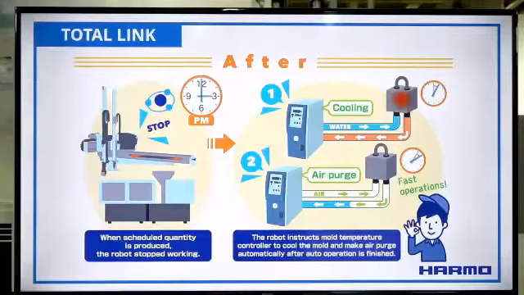The operation is done automatically, you can use the time for other things. It will be more efficient.